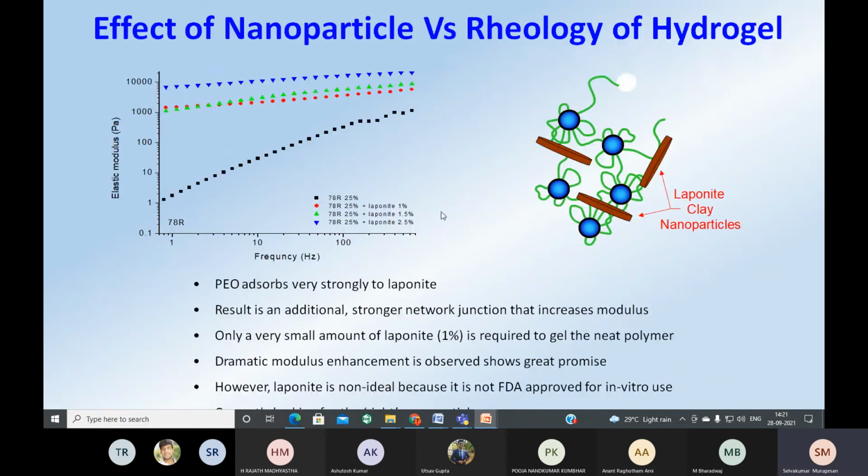All right, so this is again the same explanation with the help of different nanoparticles. The moment you add the nanoparticles, you can see how the viscosity or the mechanical properties increase. From there, you can figure out whether the nanoparticle is really having any kind of effect when you form the hydrogel out of these materials.